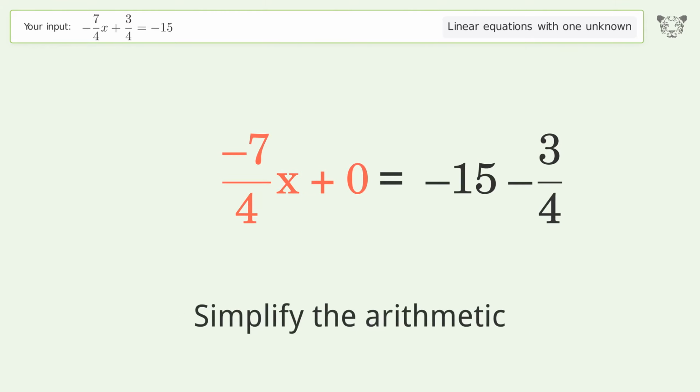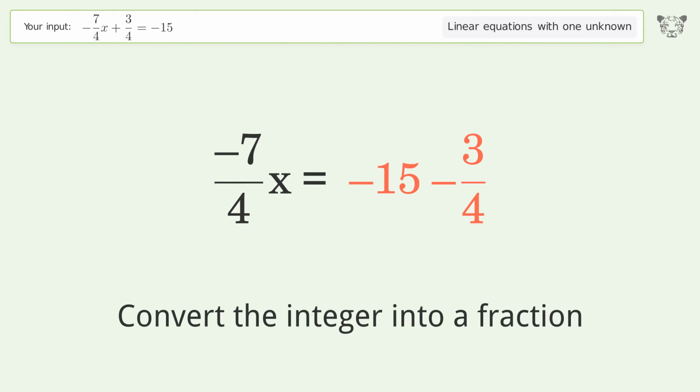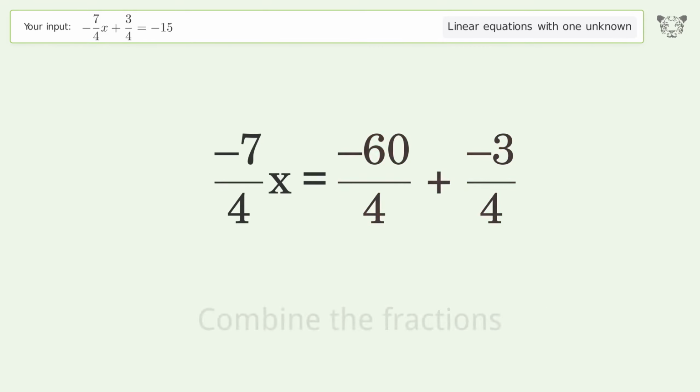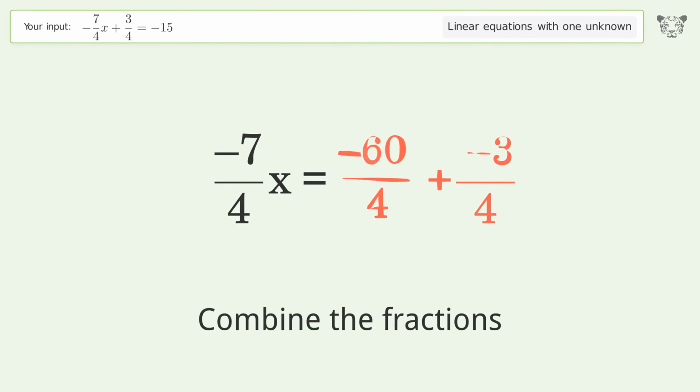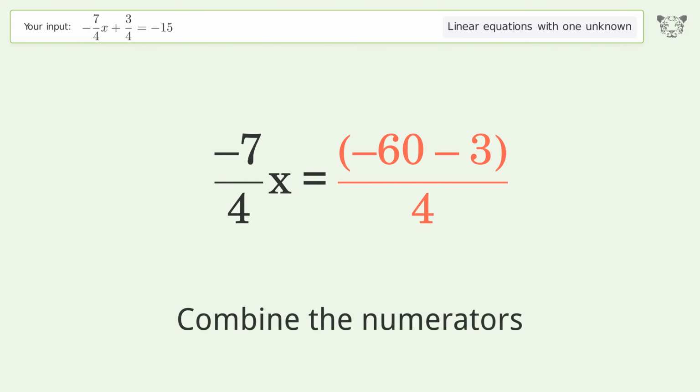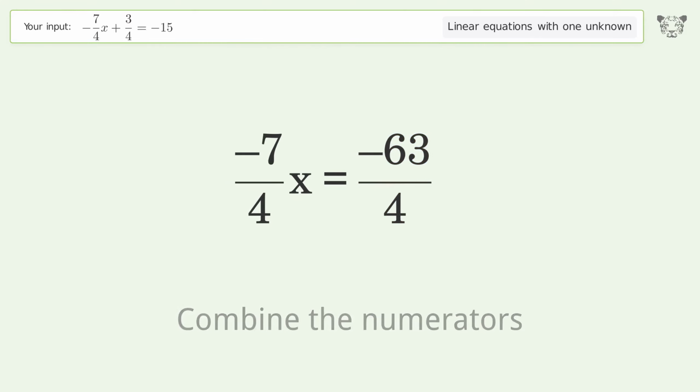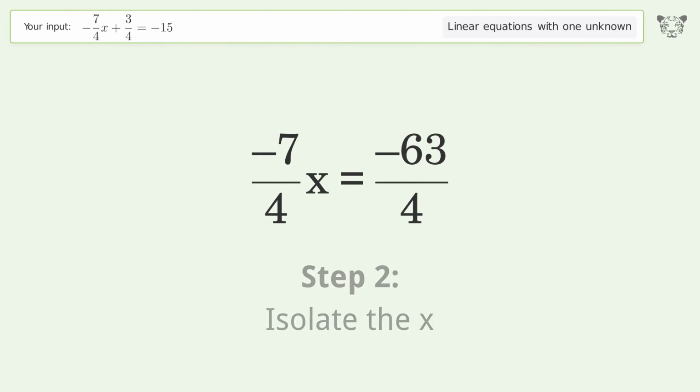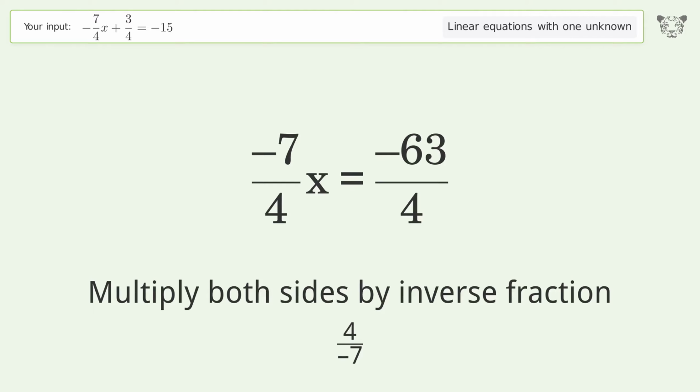Simplify the arithmetic. Convert the integer into a fraction. Combine the fractions. Combine the numerators. Isolate the x. Multiply both sides by inverse fraction 4/-7.